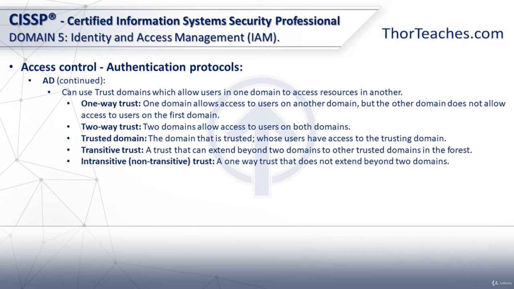Transitive trust, you can think of as if we have domain A, domain B, and domain C. I'm in domain A, I trust domain B. Domain B trusts domain C. I don't really know anything about domain C, but because B trusts it, I trust it. That's transitive trust. And then intransitive or non-transitive trust. If we use the same example, I trust B, B trusts C. That doesn't mean I can access anything on C because I don't know C. I don't trust them.